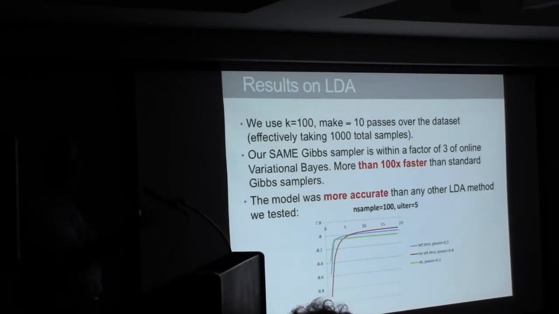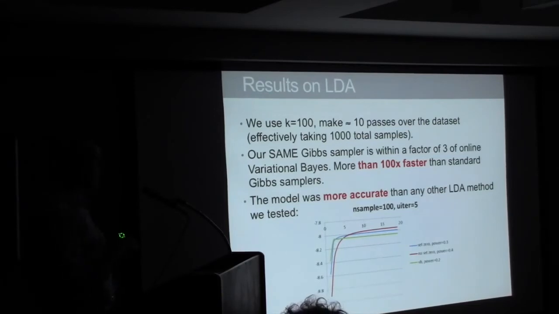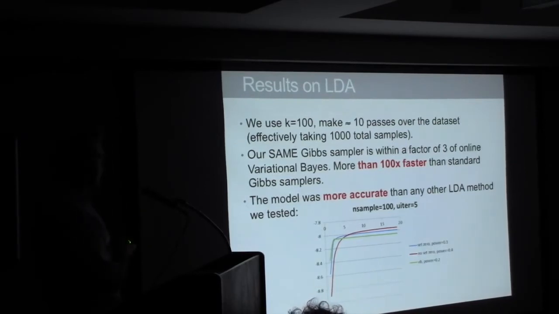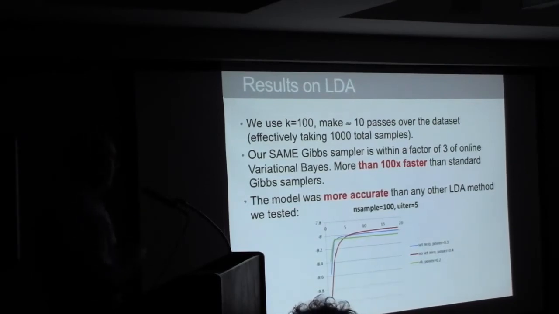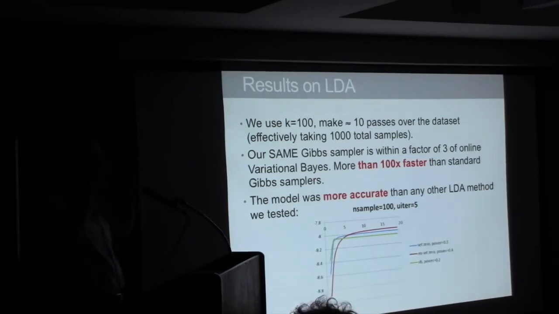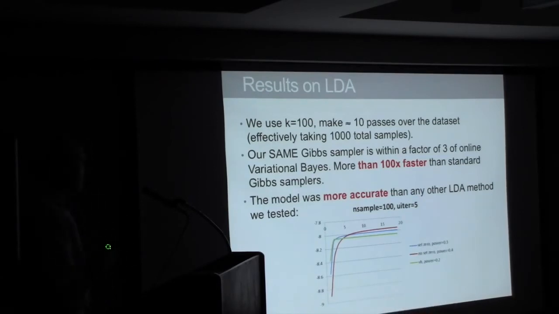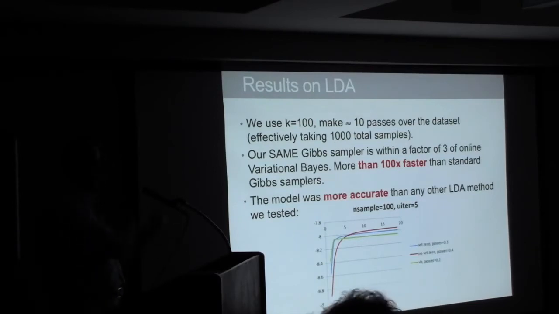That ends up being about 100x faster than the standard Gibbs sampler, and that makes this algorithm competitive with the Yahoo optimized 1,000-node cluster version. And as people often found with SAME sampling, you still are doing a Gibbs sampler, and it's usually more accurate than online variational Bayes, which uses a variational approximation. So that's nice. We seem to get both the accuracy of Gibbs sampling without the performance hit.